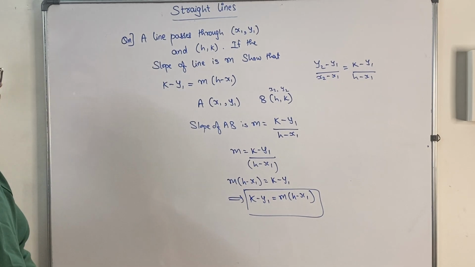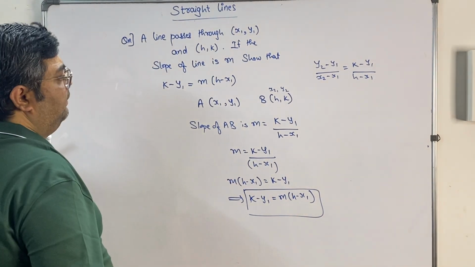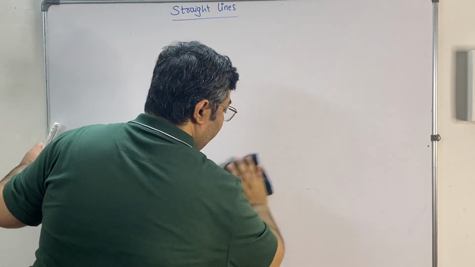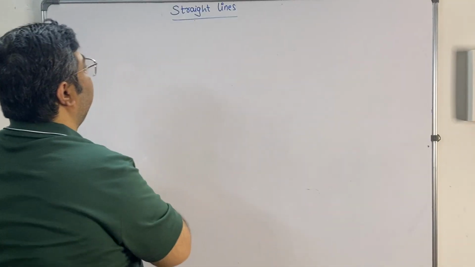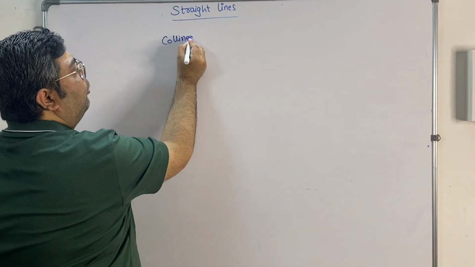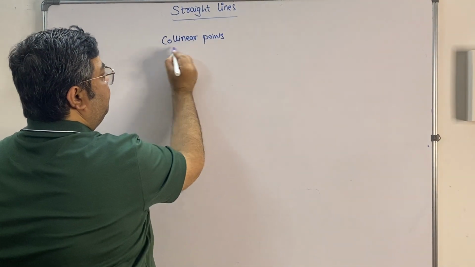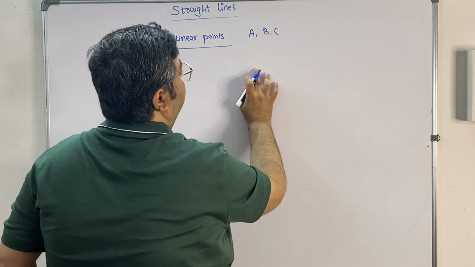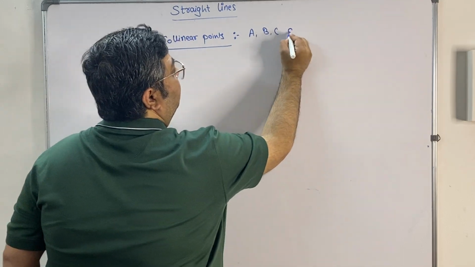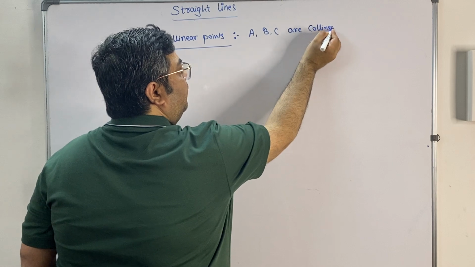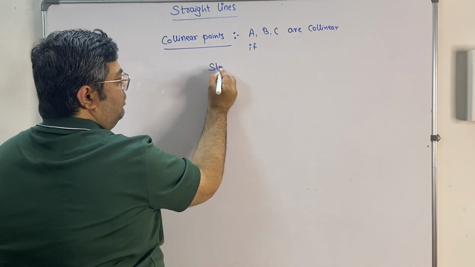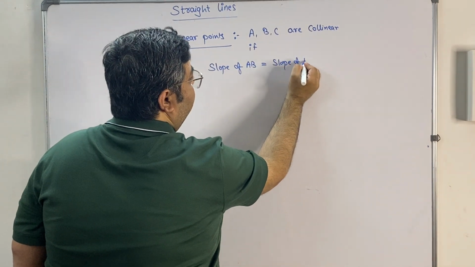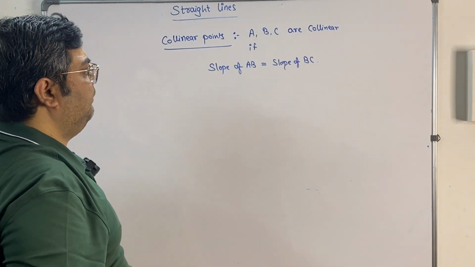There is another concept about collinearity. We'll discuss. A, B, C are 3 points. What are collinear points? 3 or more points are said to be collinear if they lie on the same line. So here we will say A, B, C are collinear if slope of AB is equal to slope of BC, or slope of AB is equal to slope of AC.